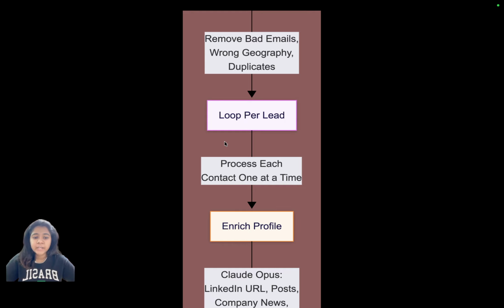Step number 4 is loop over leads. Now the workflow takes every single contact and processes them one at a time through the next 3 steps. This is what makes personalization at scale possible. Each person gets their own individual pass through AI.